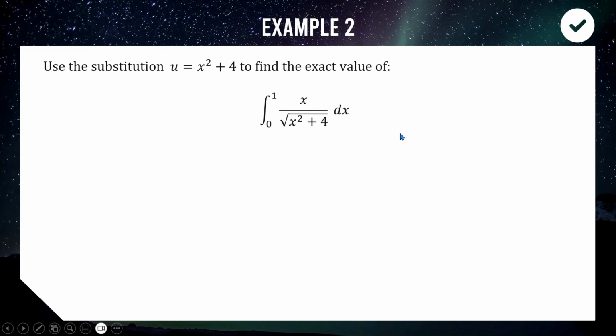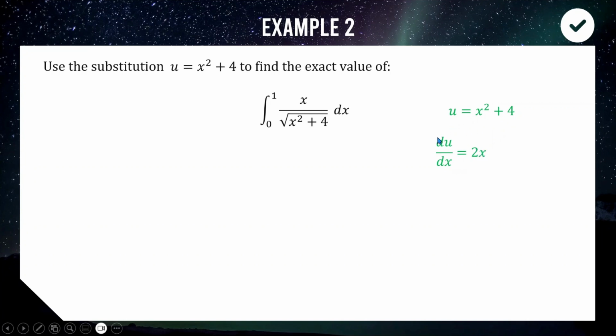Okay, so for example 2, our substitution is u equals x squared plus 4. Here's our integral, and our limits are 0 and 1. Okay, just like last time, we need to figure out a substitution for dx. So we'll start off there by starting with our substitution of u equals x squared plus 4. And we'll once again do du on dx. So differentiating the right hand side turns into 2x.